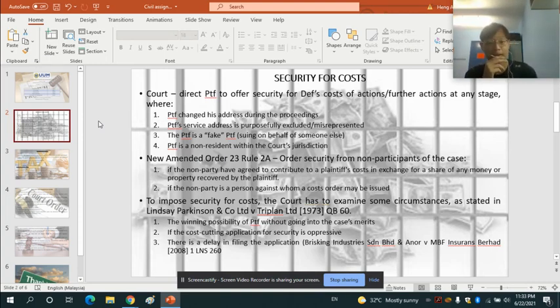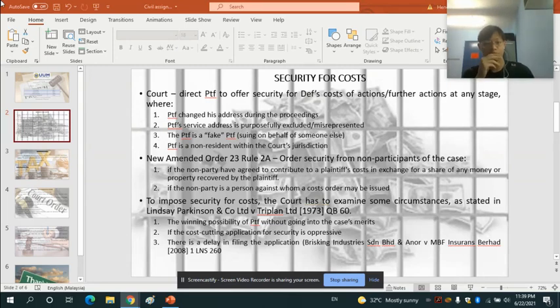Firstly, the plaintiff has changed his address during the proceedings. Secondly, the plaintiff's service address is purposefully excluded or misrepresented. The term service here actually refers to the service of the notice, the service of the court order, or even the service of the letter. The third one, the plaintiff is a fake plaintiff, which means that the plaintiff is suing on behalf of someone else. And lastly, the plaintiff is a non-resident within the court's jurisdiction, which means that the plaintiff is not a resident in Malaysia, or is a resident outside the territory of Malaysia.